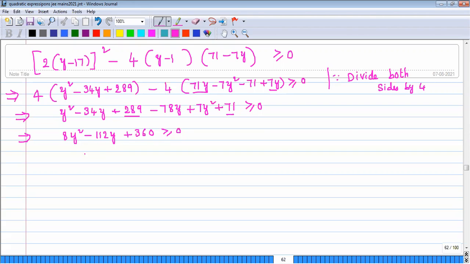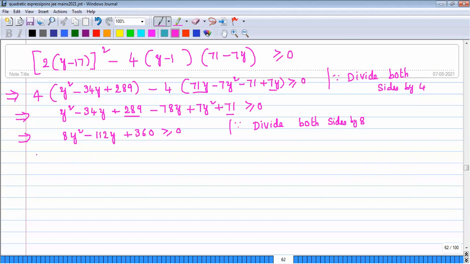Now let us check any common factor we can take from these three terms. Is 112 divisible by 8? Yes, sir, 8 14s are 112. What about 360? 8 45s are 360. Yes. So now divide both sides by 8.